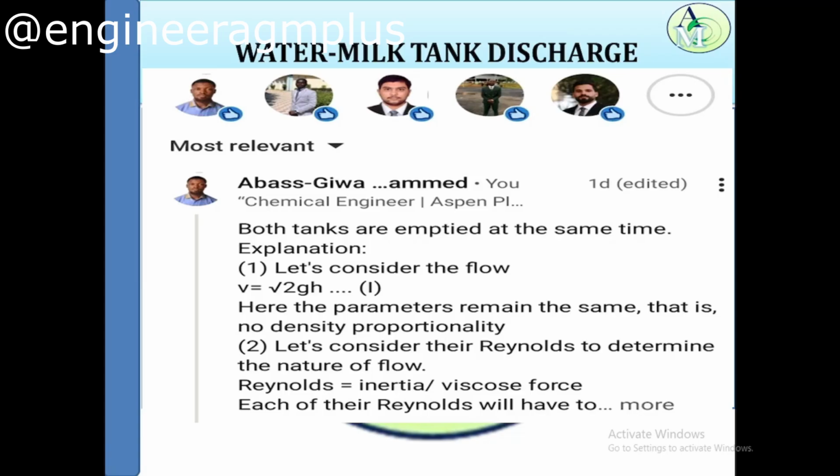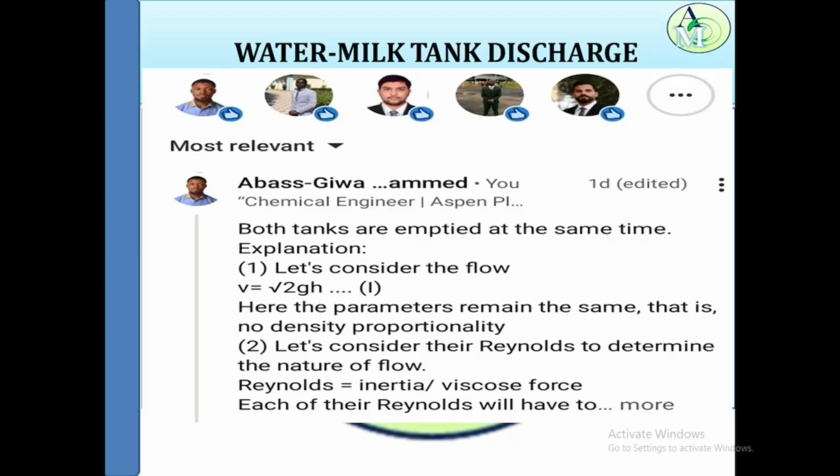So let's consider the flow, that is the amount of flow out of the system. And what is the system? Both tanks. So V is equal to root 2GH. This V denotes the exit velocity, G denotes the acceleration due to gravity, while H denotes the head. And what is the head? It is the distance between the orifice and the maximum water level or maximum milk level before the orifice is opened. So the height between the orifice and the water level is known as the head.